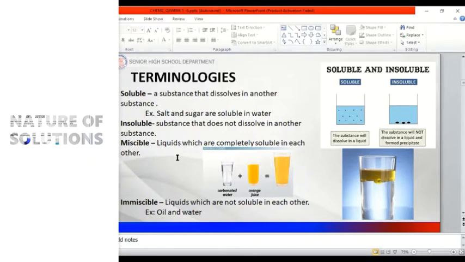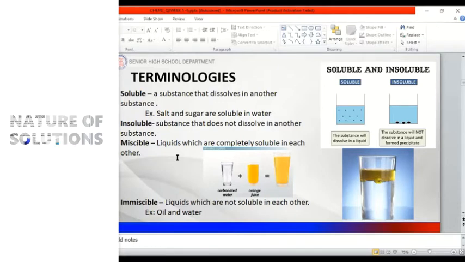Also, insoluble. It's not only water, it can be another substance. So let's have insoluble. You have a substance that does not dissolve in another substance. If that substance has a hard time dissolving, then that is insoluble.